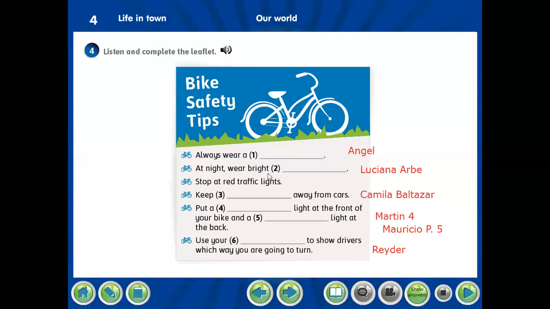Good. Angel, please read the number one, okay? Always wear a helmet. Excellent, my friend. Excellent. Helmet. Luciana Arbe, please, the number two. If you have problems with your microphone, go to the chat and complete in the chat, okay? Camila Baltazar, Camila, can you read the number three? Keep. Camila, no. Martin, please read the number four. What color of light? Martin, go to the chat and complete in the chat, okay?